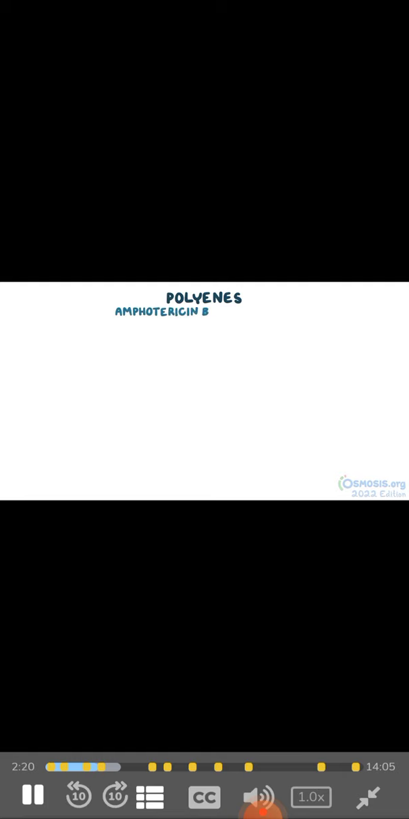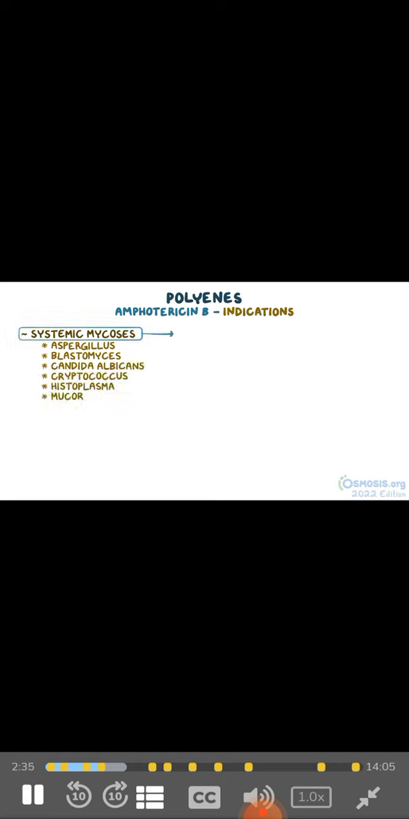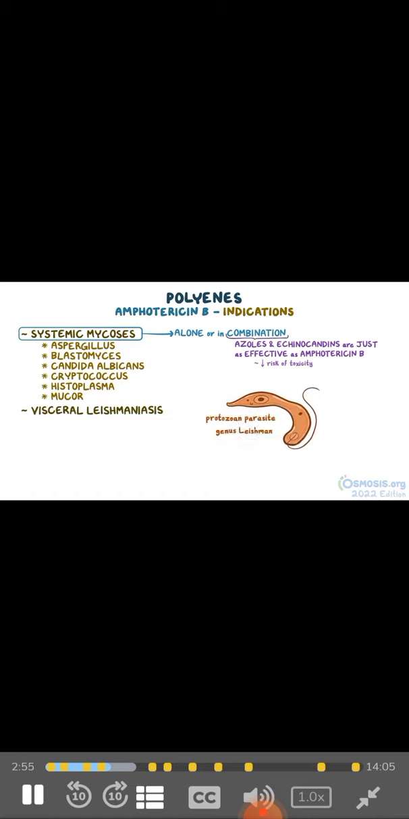Now, amphotericin B is one of the most important medications for the treatment of systemic mycoses. It's used to fight systemic infections caused by Aspergillus, Blastomyces, Candida albicans, Cryptococcus, Histoplasma, and Mucor, either alone or in combination with other drugs. However, nowadays several azoles and echinocandins are proving to be just as effective in specific systemic mycoses as amphotericin B is, with less risk of toxicity. Amphotericin B is also used in the treatment of visceral leishmaniasis, caused by protozoan parasites of the genus Leishmania. That presents with fever, weight loss, fatigue, anemia, and substantial swelling of the liver and spleen.